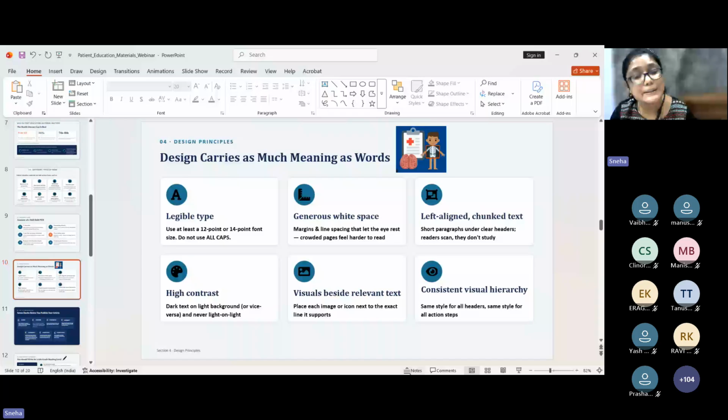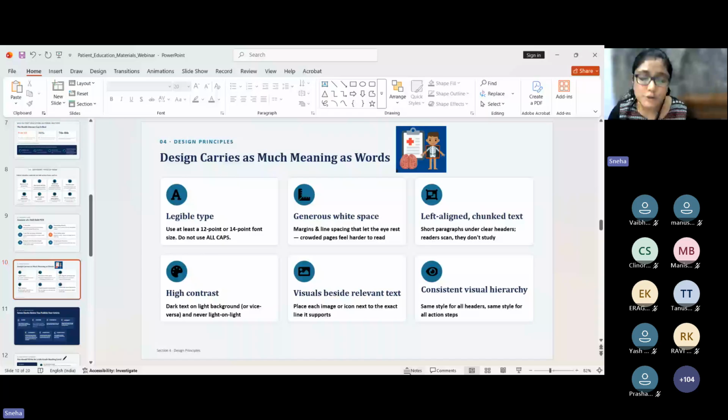You're writing multiple things, you're pouring down the content in one article, but then the design is not up to the mark, the structure is not up to the mark, so your engagement will be absolutely zero. The person will not feel like going through the article. So what particular design needs to be followed is a legible type. Use at least a 12 point or 14 point font, and do not use all caps.